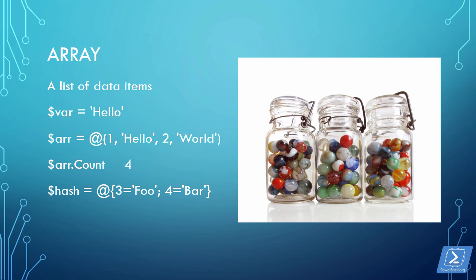That's different from the hash table construction in PowerShell. That uses the @ curly brace construction. And a hash table is called an associative array, where you have key value pairs. Notice the equal sign, so that if we look at the count property of this hash variable, it actually comes back 2 instead of 4.